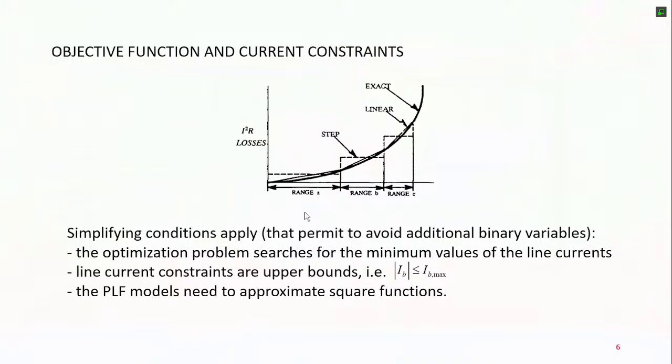So the optimization problem searches for the minimum values of the line currents. The current constraints are upper bounds, so there is a clear limitation of the current in all the branches, and the model needs to be represented as a square function. So all these three allow us to represent the square of the current without including binary variables. This is important because the lower the number of binary variables, probably the faster the solution will be.